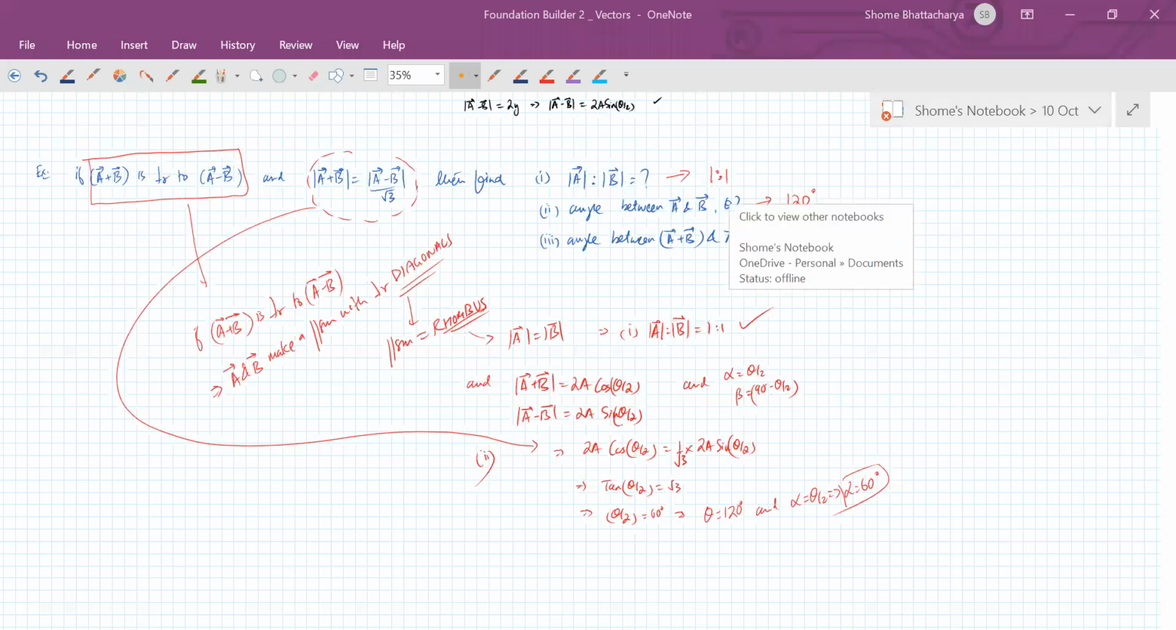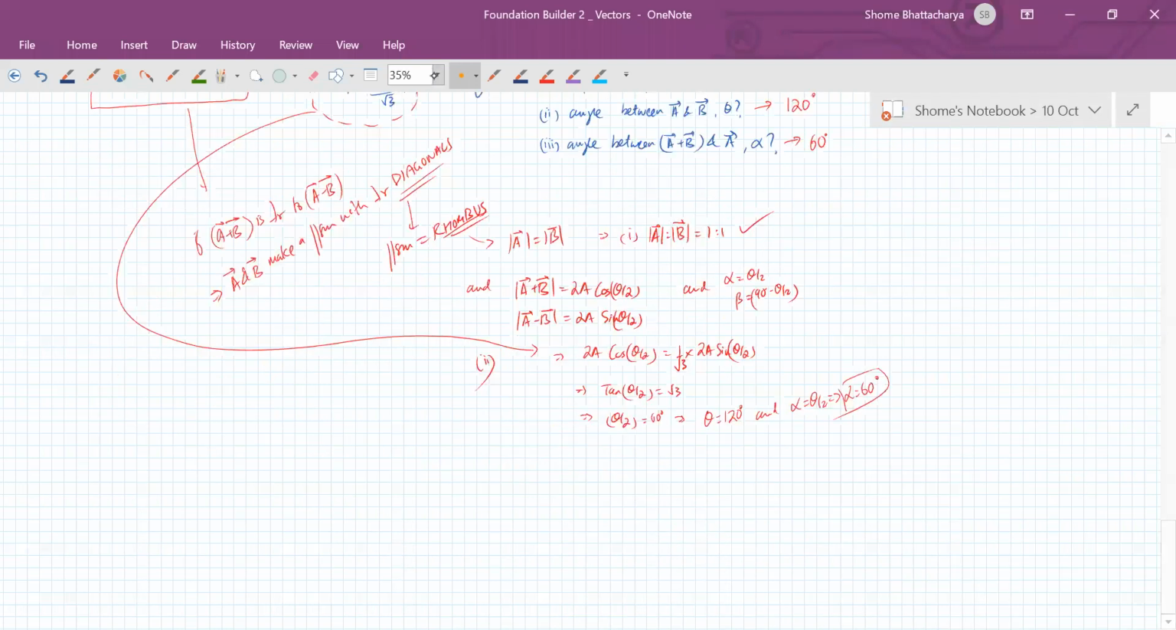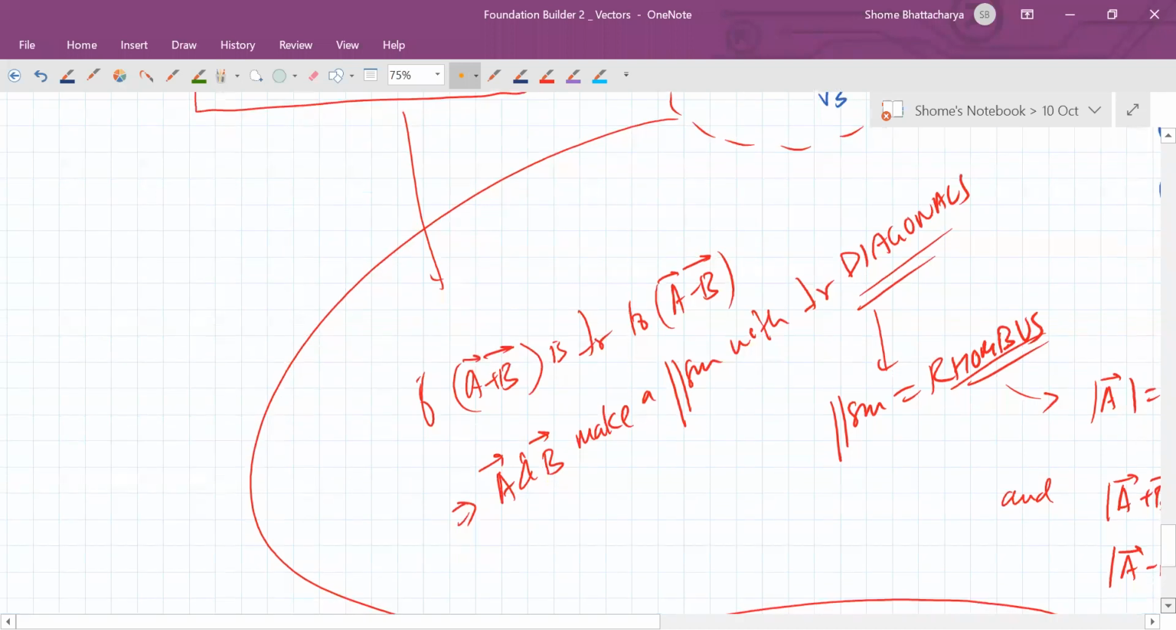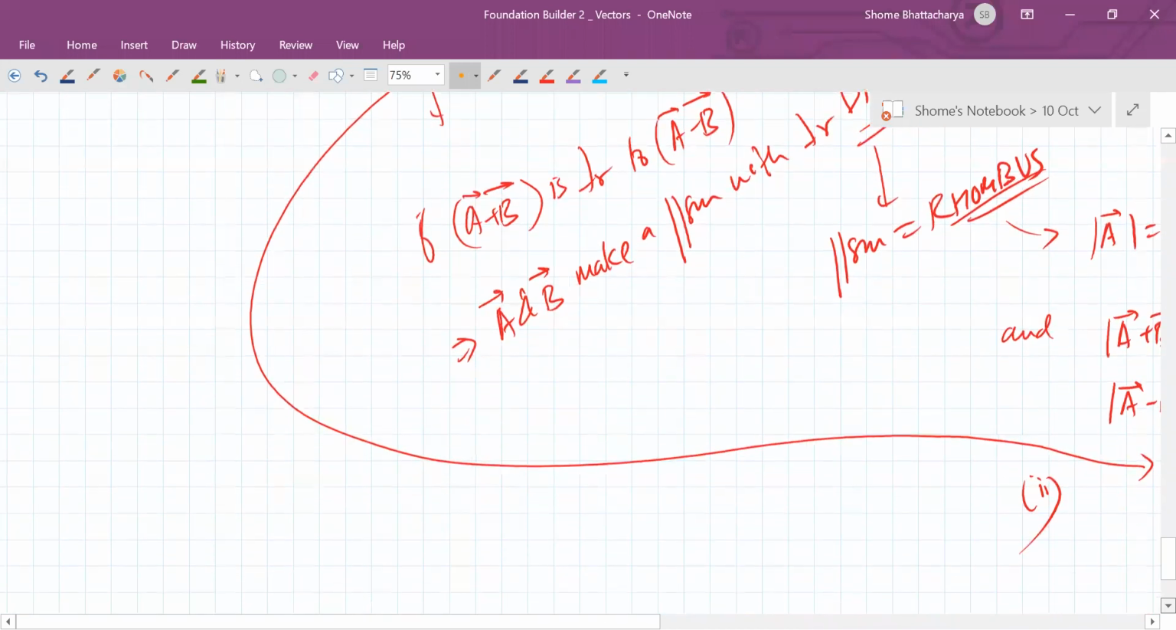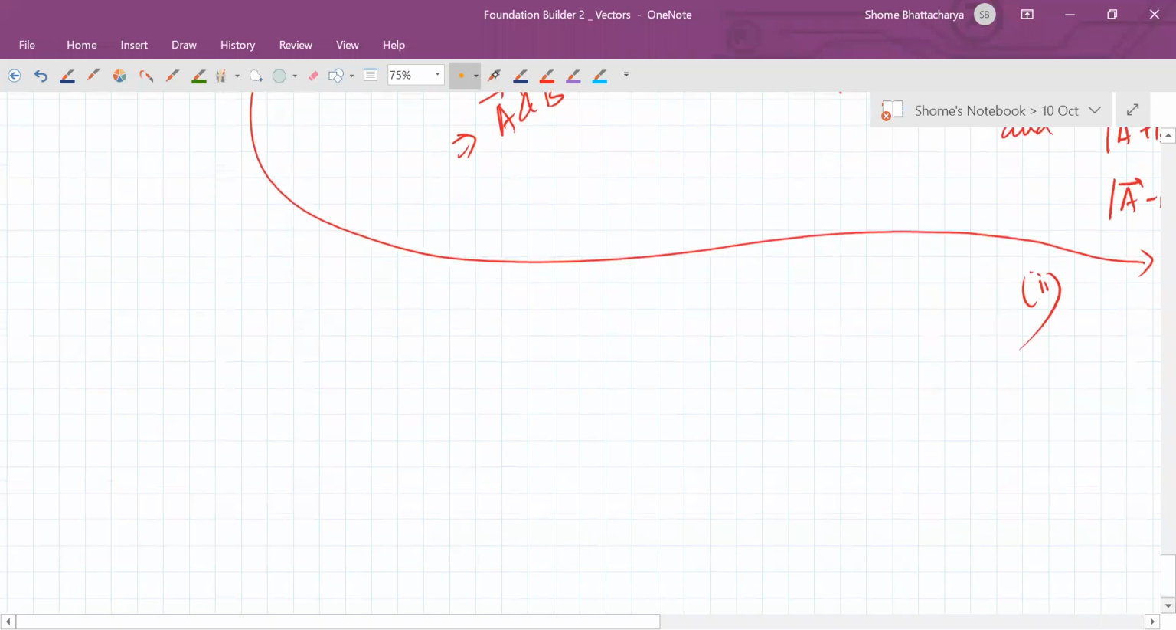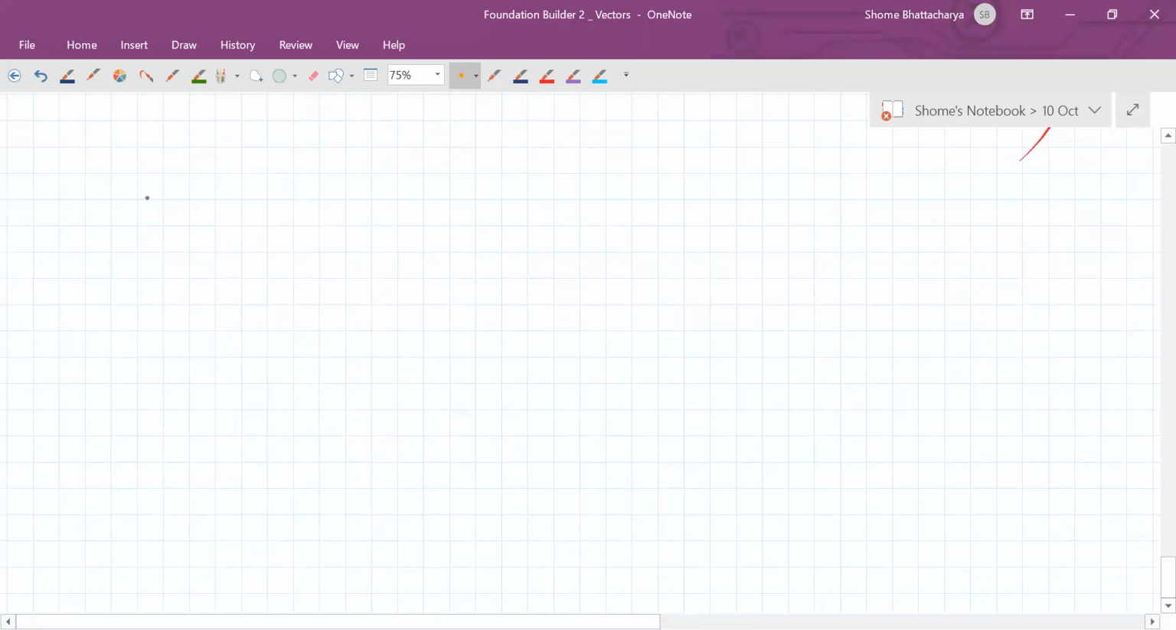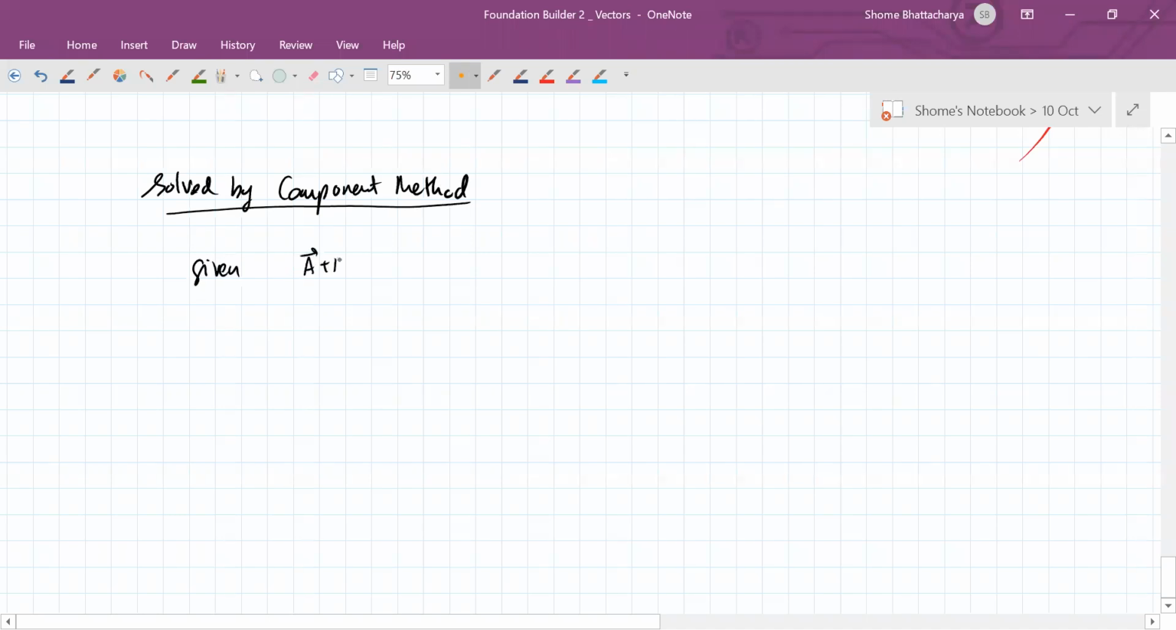Okay, understood. Okay. So see, suppose we did not know this theorem, or it did not strike us that the parallelogram is a rhombus, then how would we solve this question? We can still solve it, but it will take many more steps. Okay. So same problem solved by, let's say, the component method. We use this. Okay. So given that A plus B is perpendicular to A minus B.